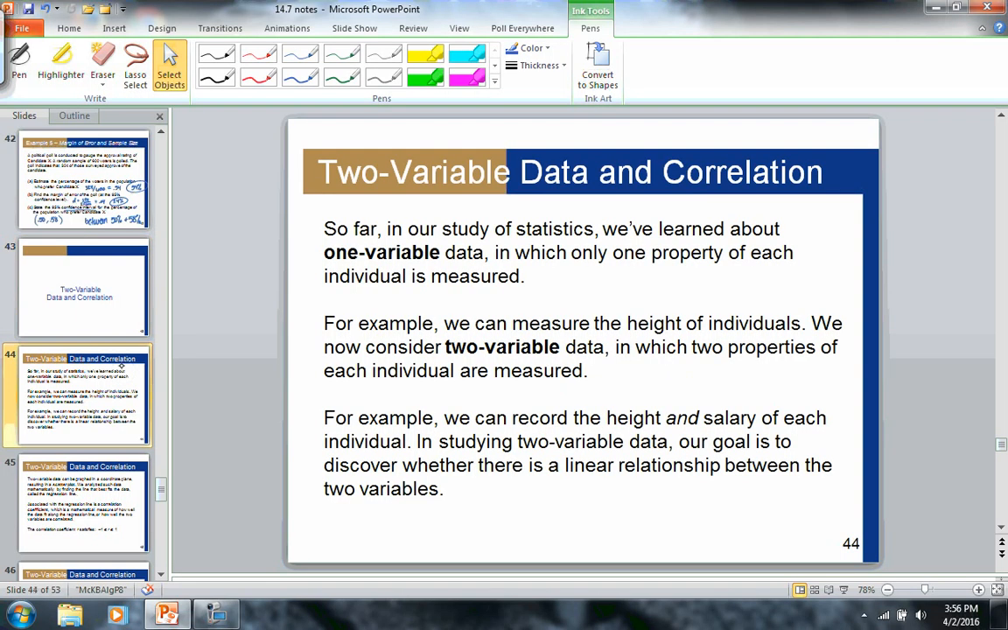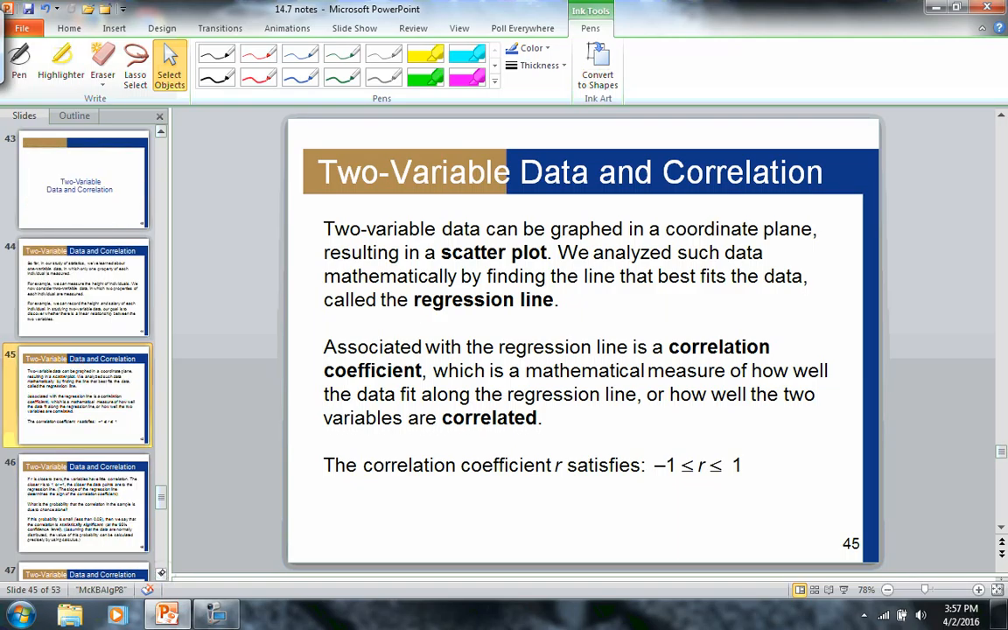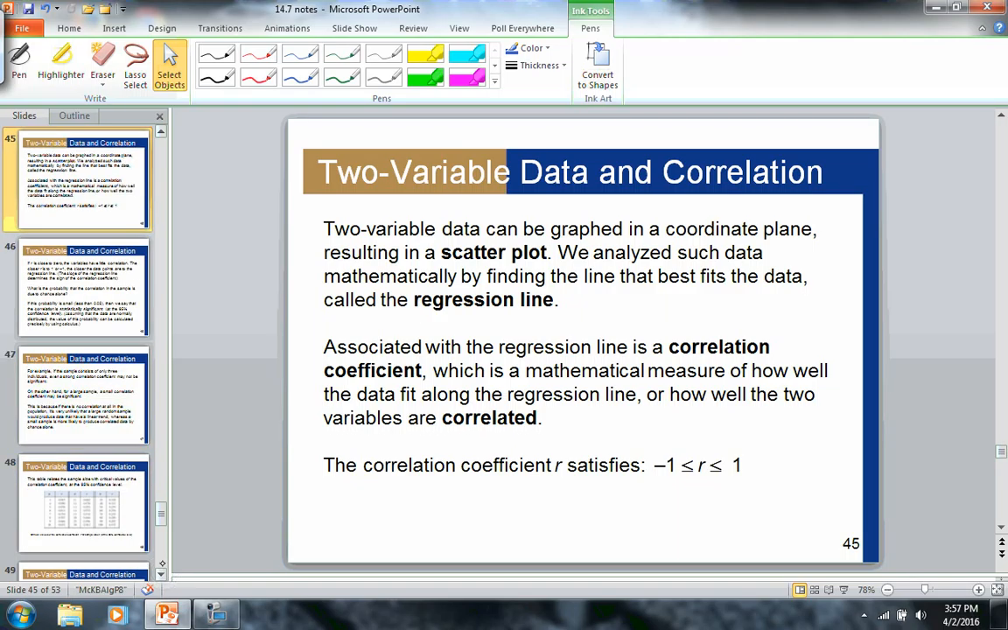And up until now, we've studied one variable data. That's where we talk about one property, like we measure somebody's height. So two variable data is where we measure two things, two properties. So we could measure somebody's height and how much money they make. Okay. And then we want to see if there's a relationship between those two characteristics.